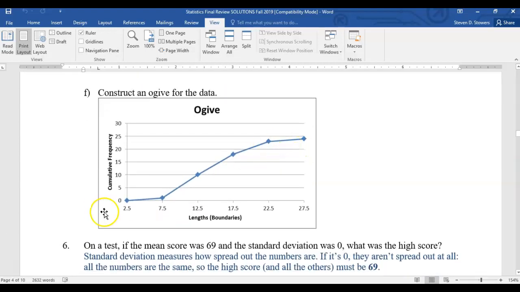And an ogive for the data, that's based on the cumulative frequencies. So we have the class boundaries on the horizontal axis at the bottom. We start at 0 for the first boundary, and then from there we go up to each cumulative frequency, up to 1, and then 10, and then 18, 23, and 24.